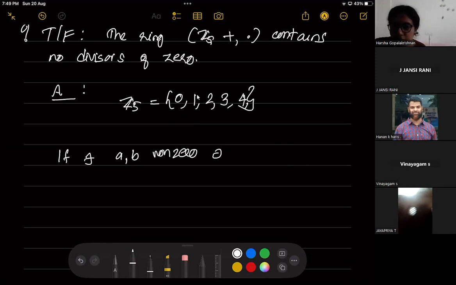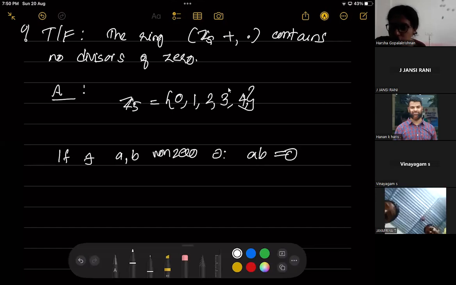So if there exist some A, B from Z5 other than 0 such that A into B equals 0 under this multiplication operation, then we can say that A or B is a 0 divisor. Now, can we find any such element here? No, right? If I am taking any two pair, like 1 into 2 is 2, 1 into 3 is 3, it is not 0. 1 into 4 is 4, it is not 0.